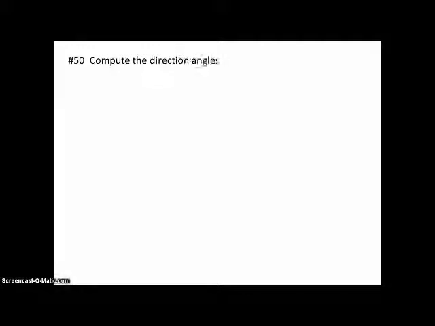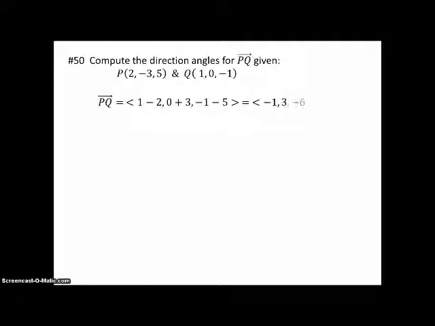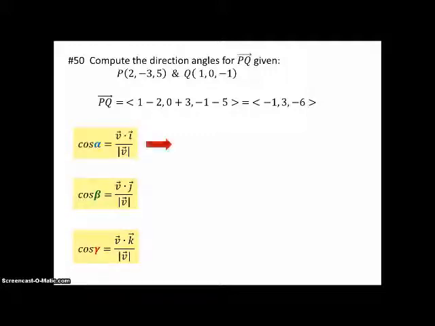Problem number 50, compute the direction angles for PQ given P and Q as these points. Didn't bother with the picture this time. To get PQ, we just subtract Q minus P. And then here are our formulas. And so for alpha, we take the cosine inverse of the dot product of V with I. When we dot V with I, we only get the first component, the I component of V, divided by the length. So angle alpha is 98 degrees.